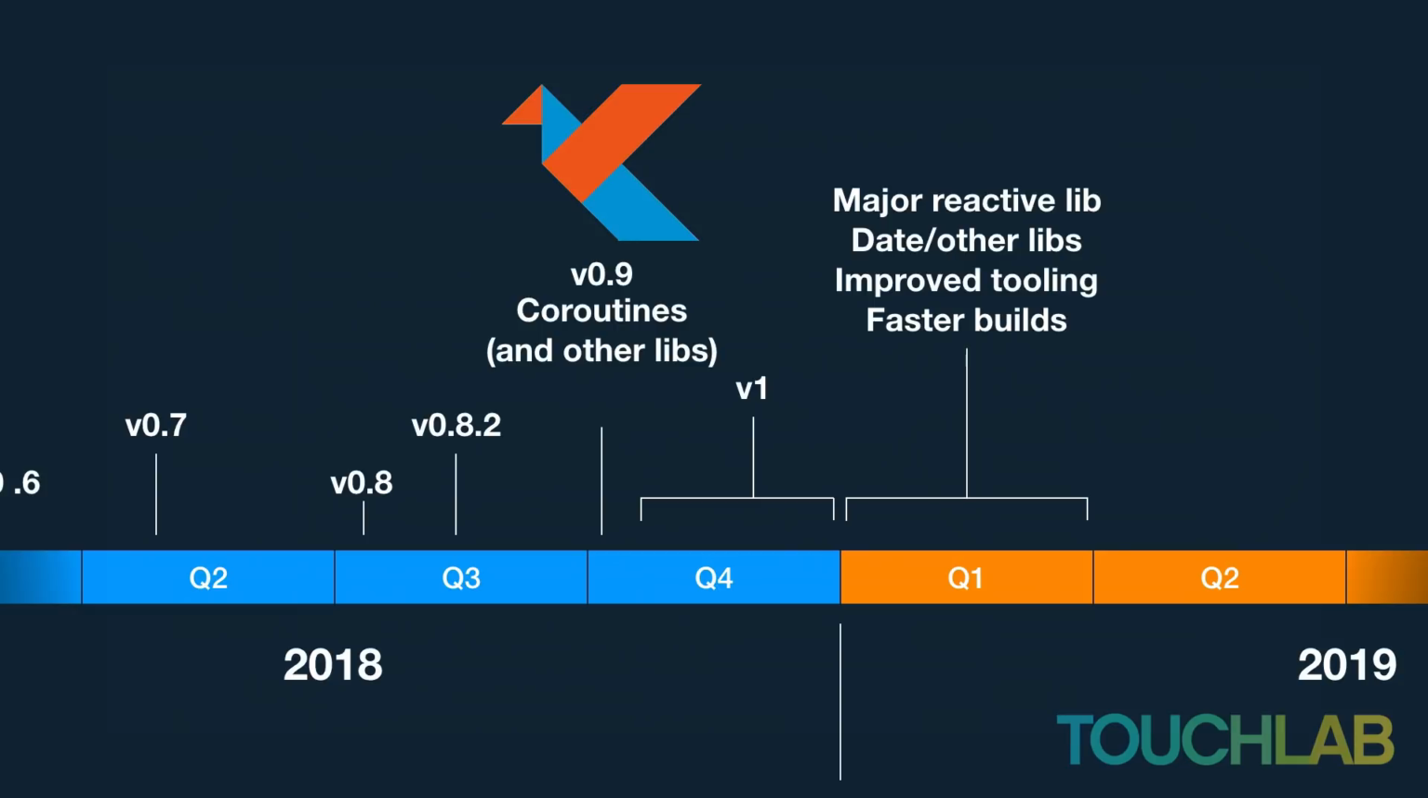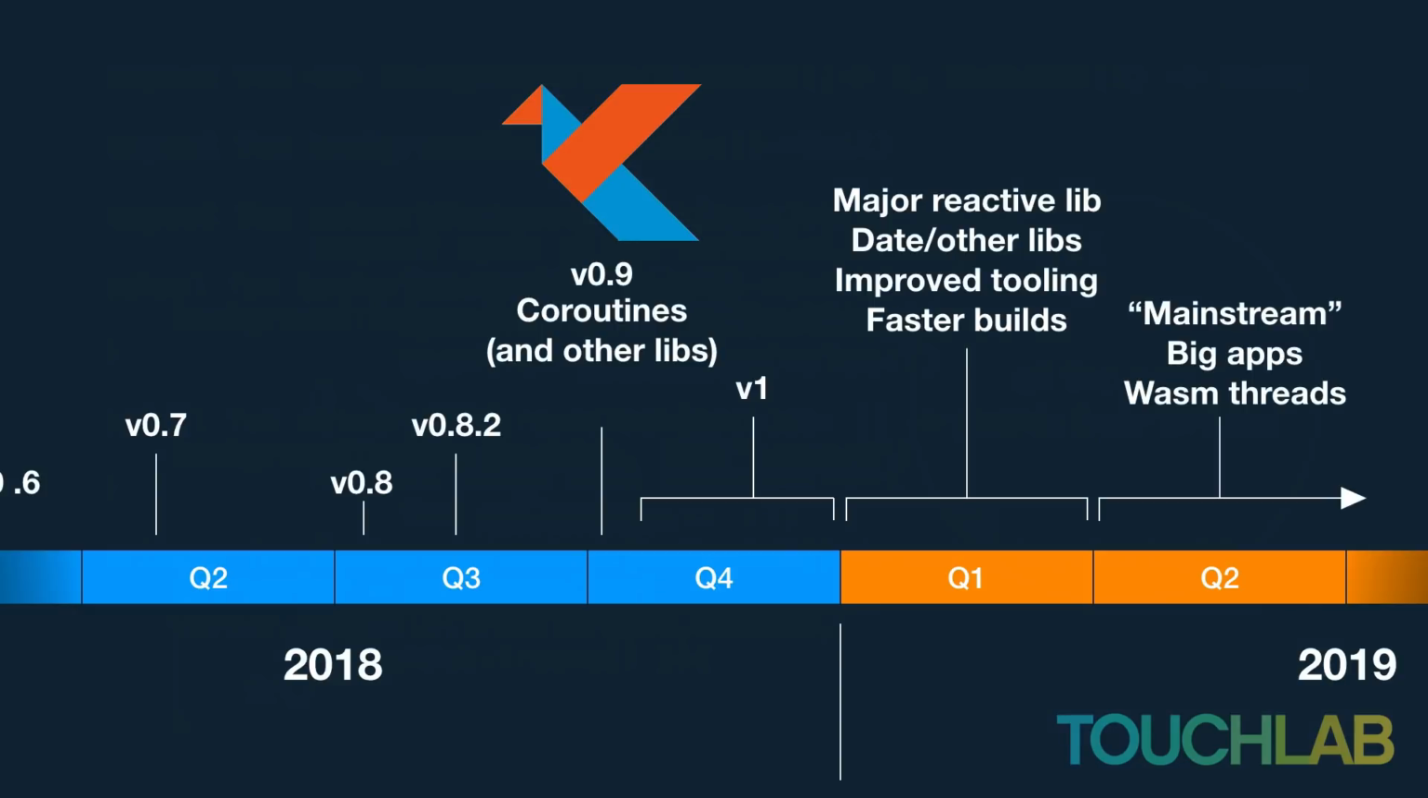There'll be improved tooling. They'll probably be working on making the builds more efficient to appease people. And then I would say Q2 and onward is mainstream time. It's going to be big apps. Crossing my fingers to get WebAssembly threads. See how that goes. If you don't know what that is, go look at WebAssembly. It's pretty interesting. After that, I'm guessing what's going to be at KotlinConf. So I have no idea what's happening next year, other than it'll get more mainstream.